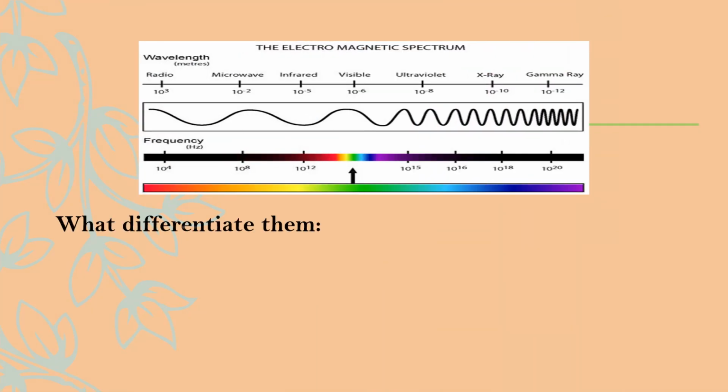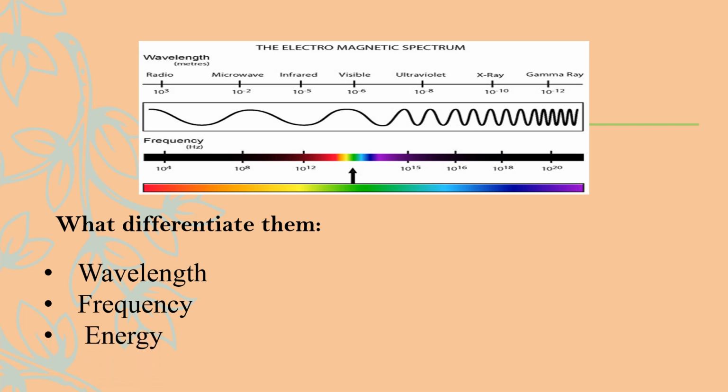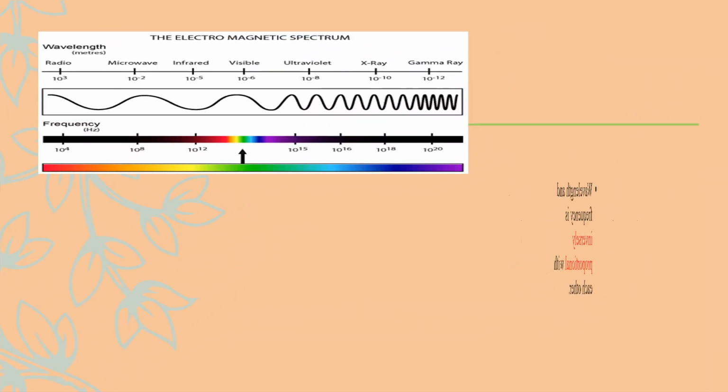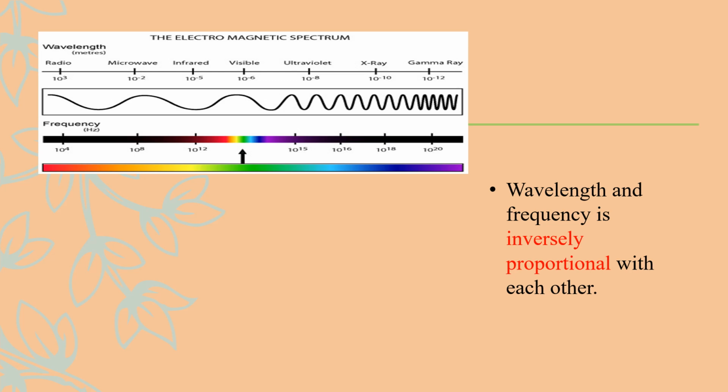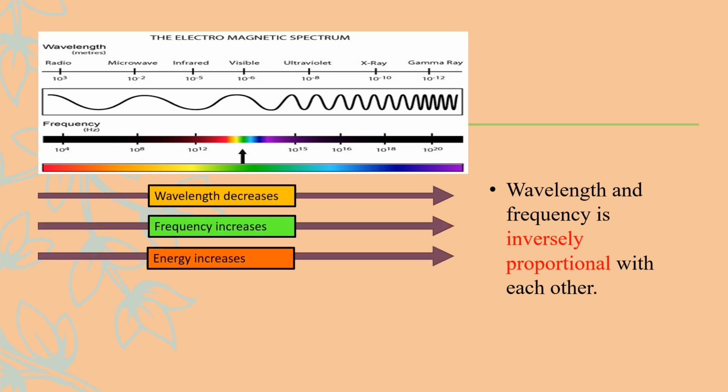So what differentiates them? The electromagnetic waves differ in their wavelength, frequency, and energy. They are classified and arranged based on these 3 characteristics. Wavelength and frequency are inversely proportional to each other, meaning as the wavelength decreases, the frequency and energy increase. Likewise, when the wavelength increases, the frequency and energy decrease.